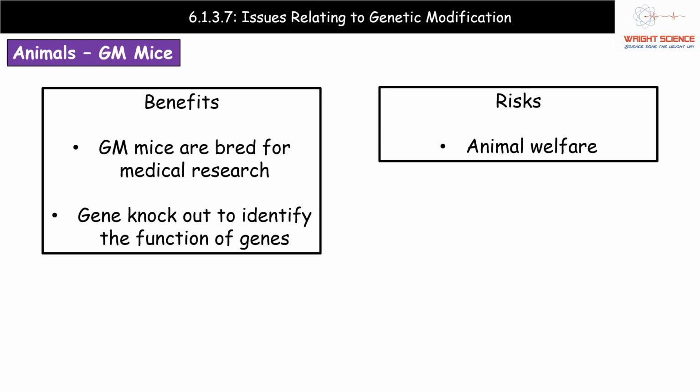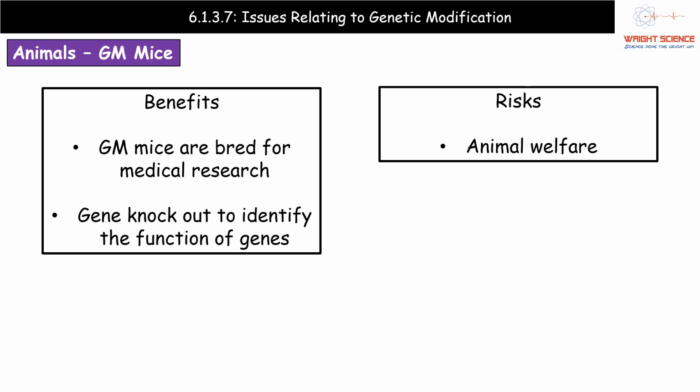So let's start off with our animals then. If we think of one example of a genetically modified animal that we use quite frequently, we've got genetically modified mice. Now, these genetically modified mice are quite often bred for medical research programs. And what we're able to do there is develop a range of therapies for things like cancers that we're obviously able to test on these mice and therefore develop better treatments for humans.